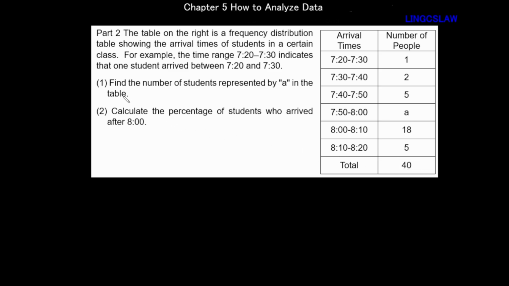Now let's go on to problem number 1. Find the number of students represented by A here in the table. The total number of students is 40. And number of people 1, 2, 5, 18, 5. So you can subtract these numbers from 40. Then you will get the number of A.